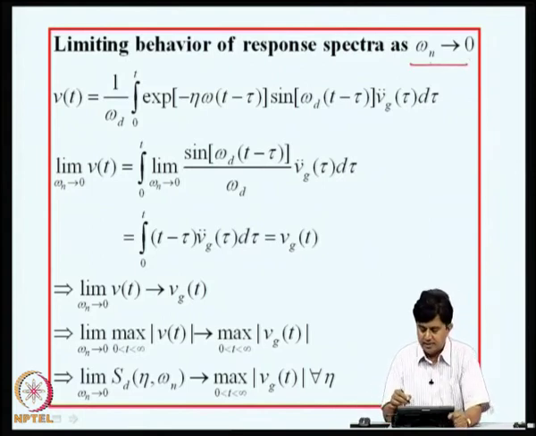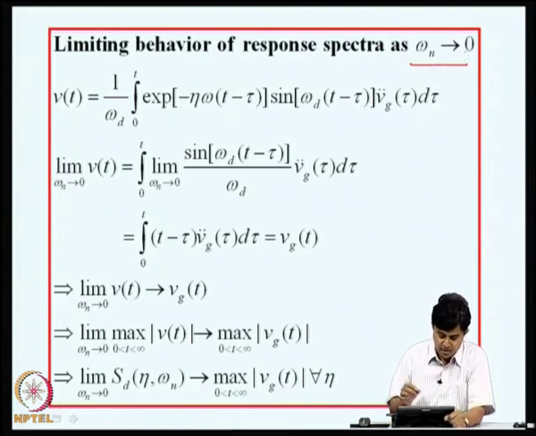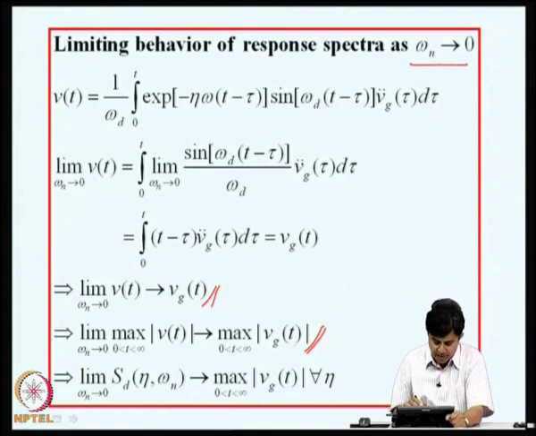Similarly, if we consider the other end, where the natural frequency goes to 0, meaning very flexible systems, we can show that the relative displacement V of t, as omega n tends to 0, becomes equal to the ground displacement. Thus, in the limit of omega n tending to 0, the maximum value of the relative displacement will be equal to the maximum value of the ground displacement. So, at omega n equal to 0, the relative displacement response spectrum is anchored at the maximum value of the ground displacement. These things have to be checked whenever we specify a response spectrum, and these limiting values are independent of damping. Response spectra, as I said, are a parameter family of curves where the parameter is damping, and for all values of damping these limiting values are applicable.